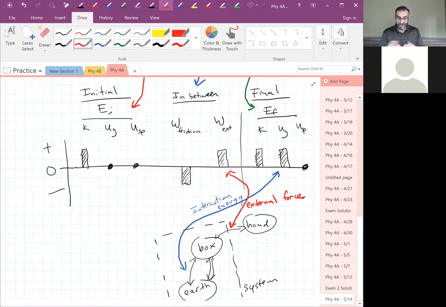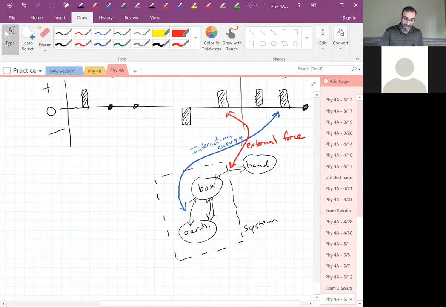If I chose a different system, if I had excluded the Earth, then my bar chart would look a little different. Okay, why do we do the bar chart? Because it helps us get our equation right. And that's the whole goal here, the equation. And we get this from our bar chart.